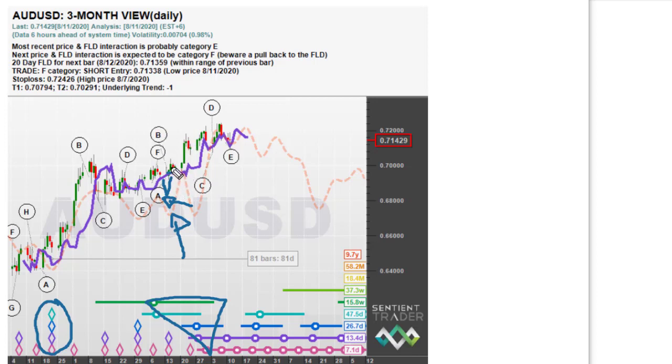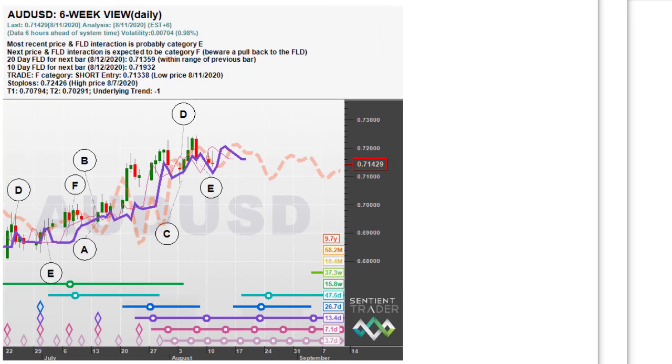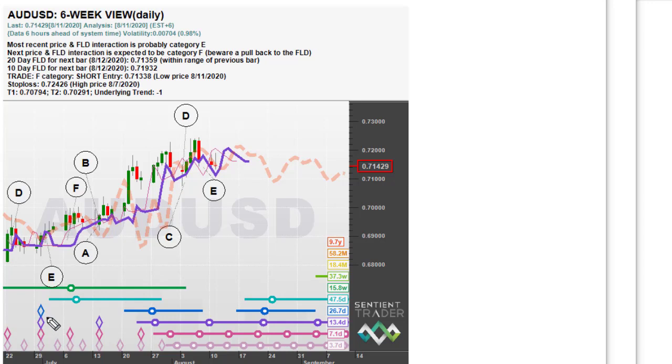Okay, therefore this is a B category interaction when it comes back to, and let's just switch to the 6-week chart. It's all getting a bit small there. So here is the 20-week cycle trough, the circle for the trough. And the system that's looking at these interactions is having a bit of a hard time because the interactions between the 20-day FLD and price have been scarce. As you can see, the 20-day FLD has done nothing but provide support for some months now, I think, or certainly many weeks. Okay, so the system that's identifying the interactions has said, okay, this is an A category interaction.